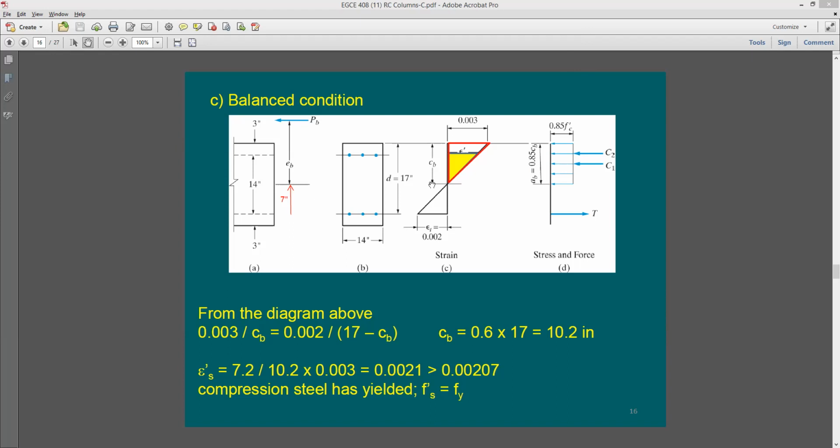Okay. I have a very good question here. What happens when I have some rebars in the middle? Because this example here does not show any rebars in the middle. You have just top and bottom rebars.